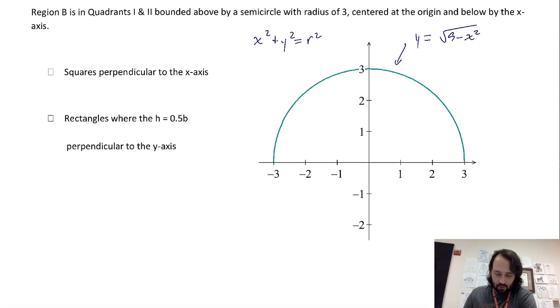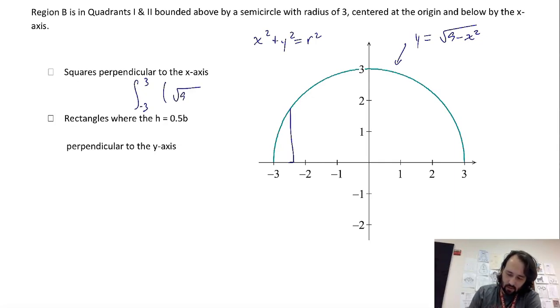This part down here would be the negative part, but I don't have that in my graph, so I'm only going to take the positive part when I take the square root. First part, I have squares perpendicular to the x-axis, so I have straight up and down. That means my heights are just the 0 to the function, and I am going from -3 to 3. Then my area of each square is the function squared, so root 9 minus x squared, squared, in terms of x.